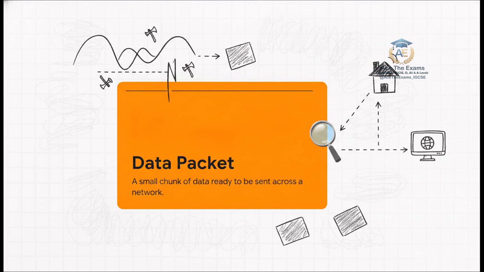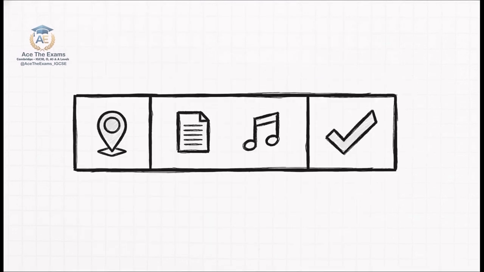But here's the catch. Once you have literally thousands of packets floating around the internet, how on earth do they know where to go? That's where the Internet Protocol, or IP address, comes in. Think of an IP address like a digital home address. It's a unique string of numbers that identifies exactly which computer on the network is sending the packet and which one is supposed to receive it. Now, what's really interesting is how a packet is actually put together. It isn't just raw data.